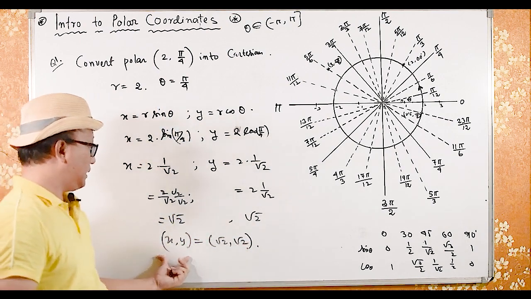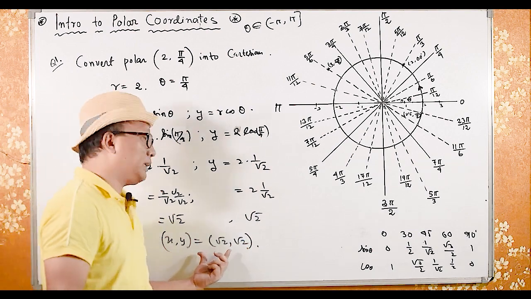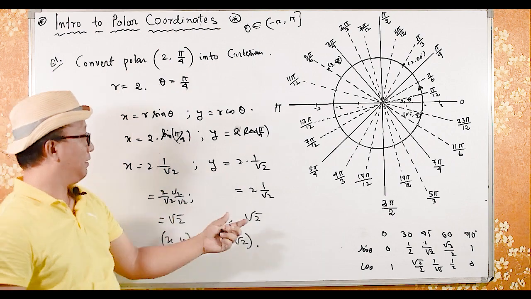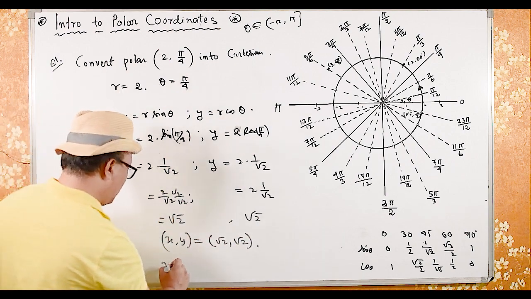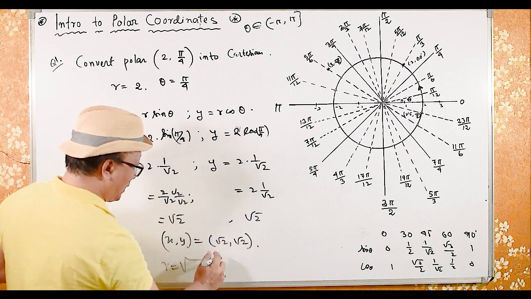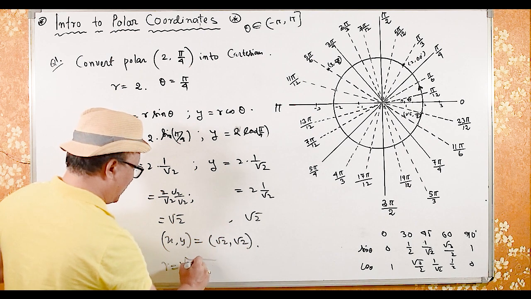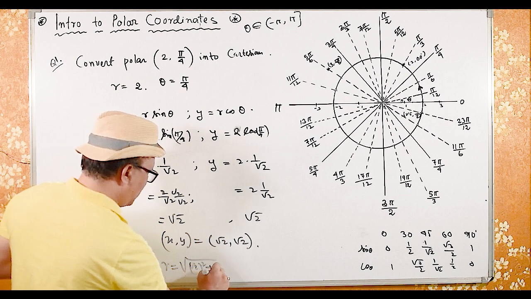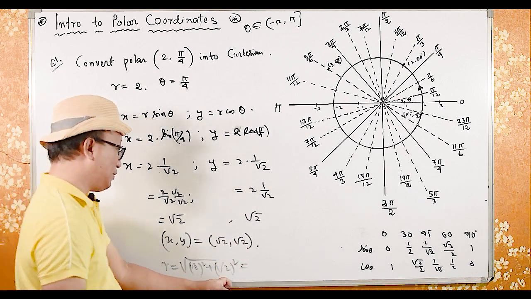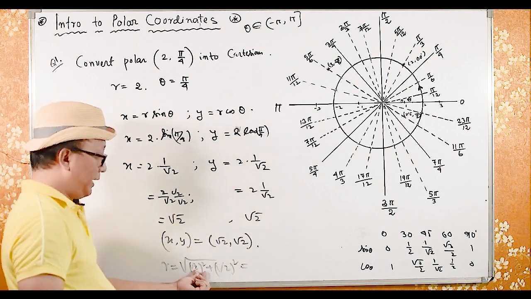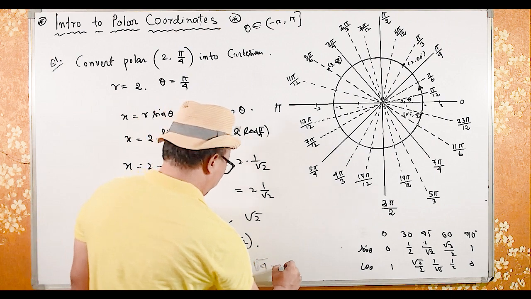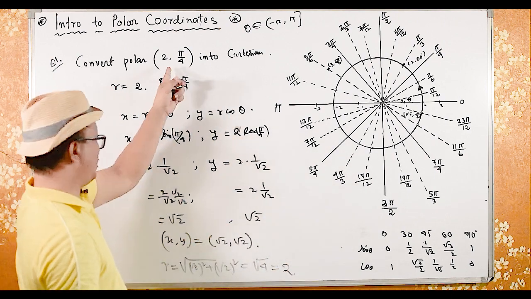Similarly, if the Cartesian point (root 2, root 2) is given, you can find the polar form by applying r equals square root of x square plus y square. Here root 2 the whole square plus root 2 the whole square means 2 plus 2, which is 4. The square root of 4 is 2. So r is 2.